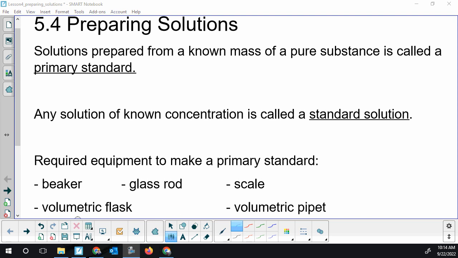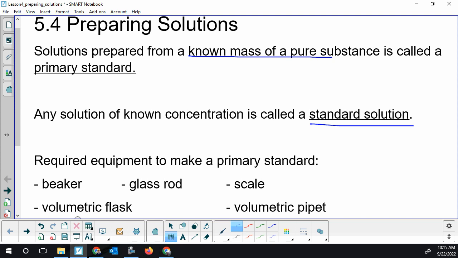Okay, a primary standard is when it's made up from a known mass of a pure substance. So you took a solid, you weighed it out, you put it in a known volume. Primary is like one step original. There are other techniques for figuring out solutions of known concentration. We're going to learn about titration analysis in our next few lessons. If you can figure out a solution concentration by any other method, you just call it a standard solution.